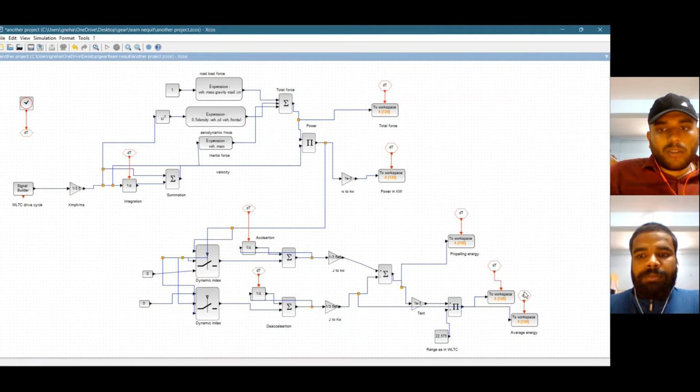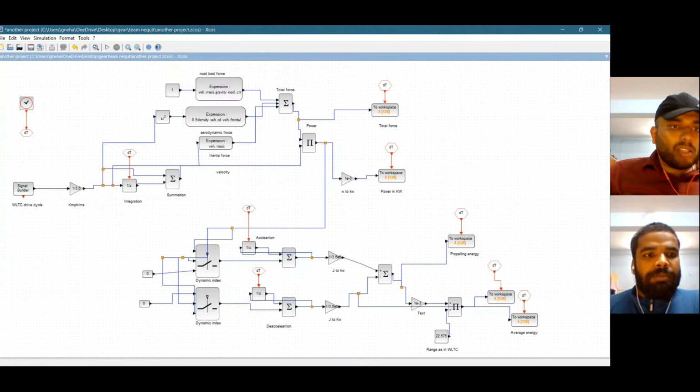So this is basically the simulation canvas of Scilab as a block diagram. You can see there's a dt, that is the time step, which we have taken as 1 second. From the left, you can take the WLTC drive cycle as an input, and from there we can convert it into meters per second using the gain.